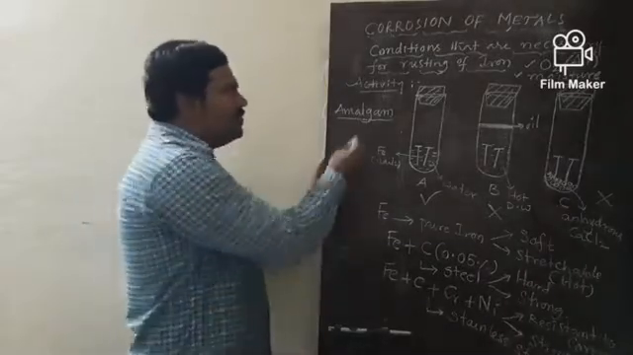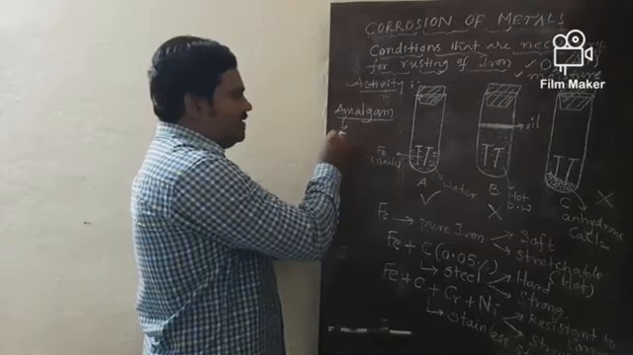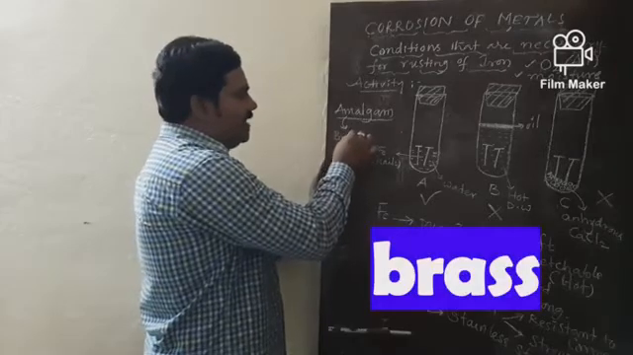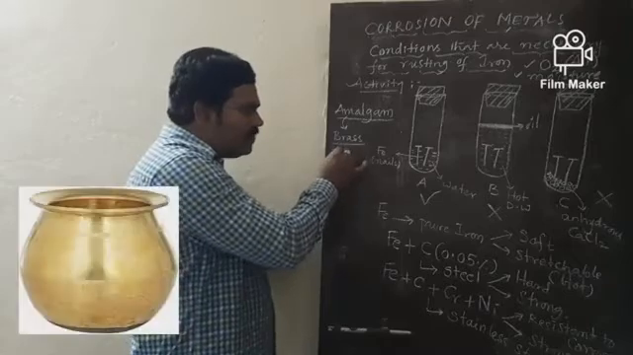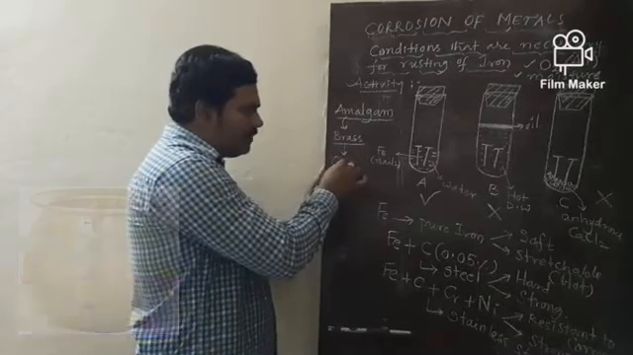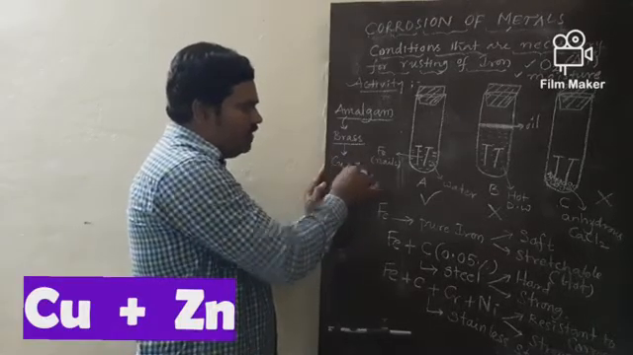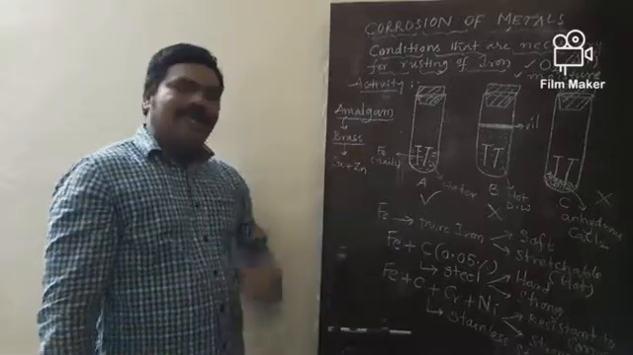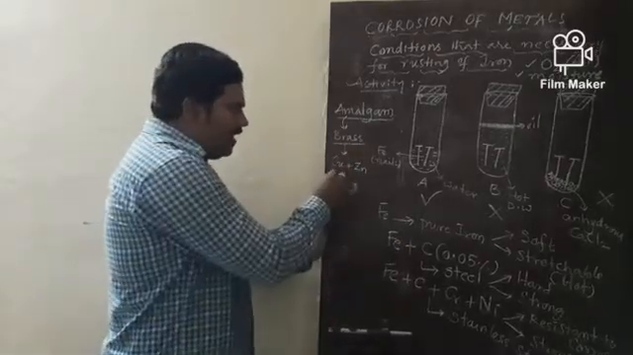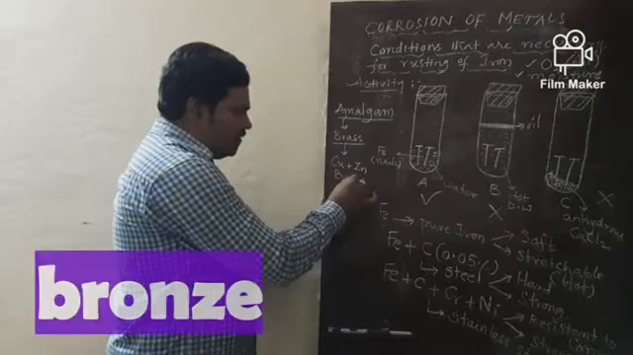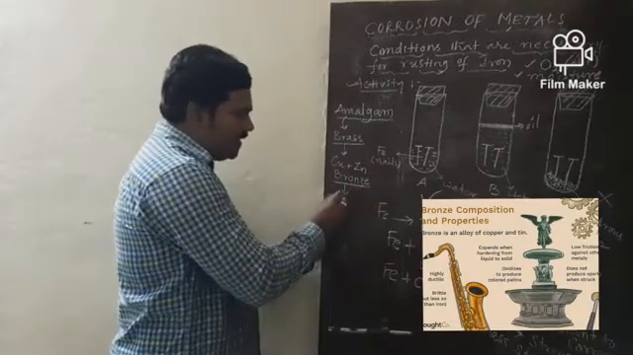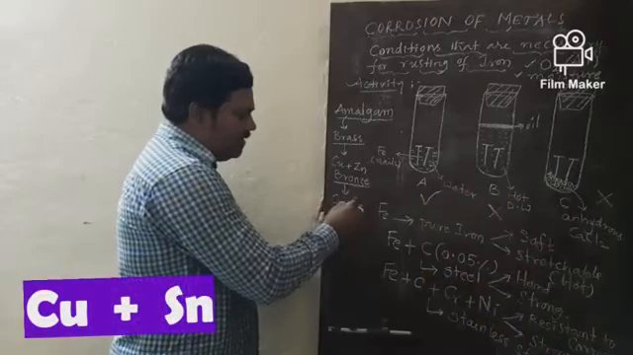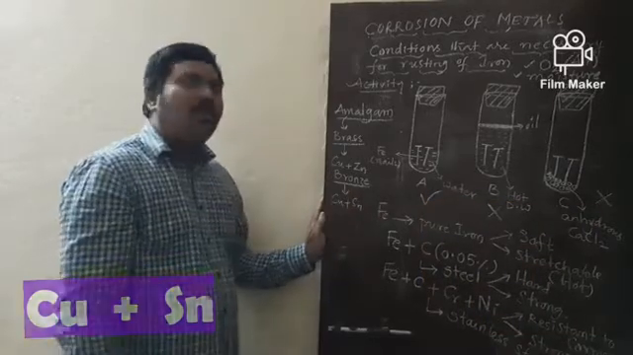And suppose you take brass, B-R-A-S-S. One alloy is brass, whose composition is copper and zinc. Two metals are present in brass. And one more alloy is bronze. What is that? Bronze. Here also two metals are there, copper and tin. This combination is called bronze.